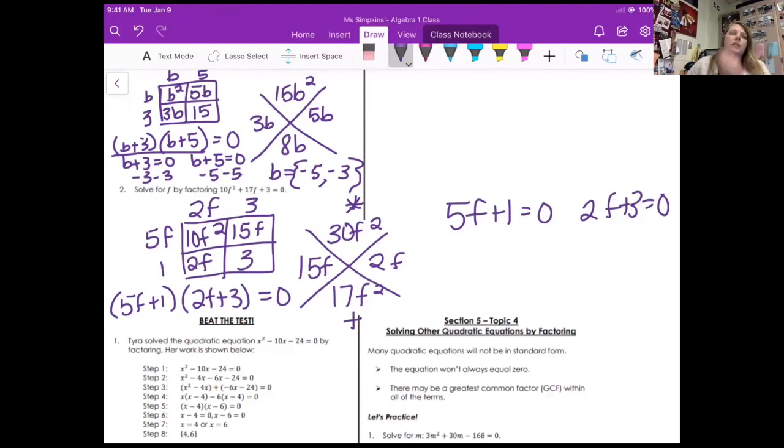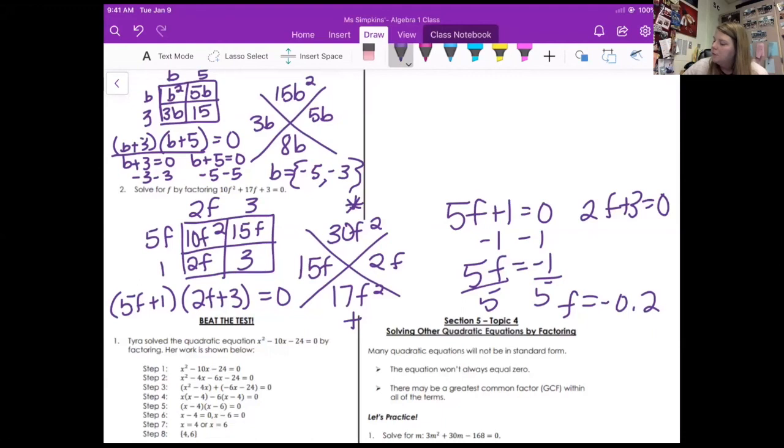Okay, so for the first one, you want to subtract 1 to get 5f equals -1. And then if you divide both sides by 5, f is equal to either -1/5, or if you made it a decimal, it's -0.2. And then for the other one, subtract 3 to get 2f equals -3. And then when you divide by 2, f gives you -1.5 or -3/2. Both of those are great. So again, when I'm about to graph this, I should expect it to touch the x-axis at -0.2 and -1.5. So let's make sure that's true.